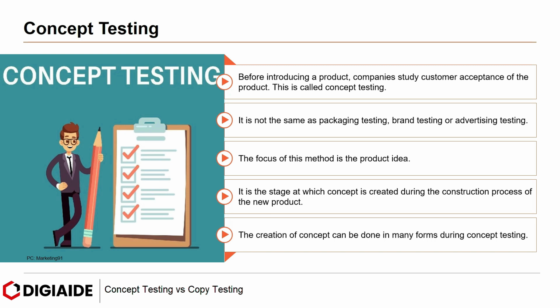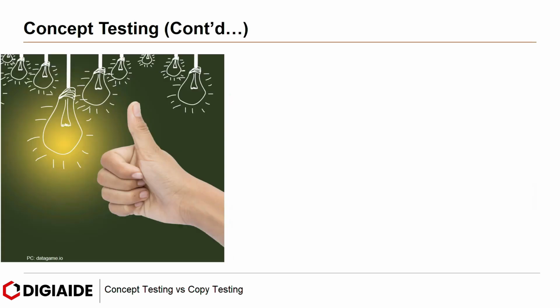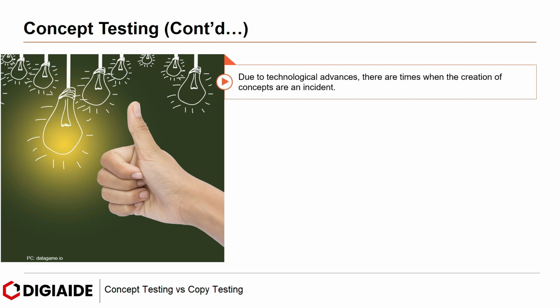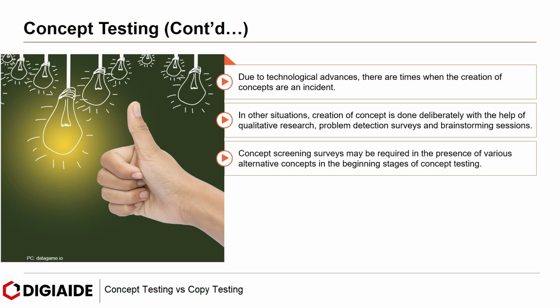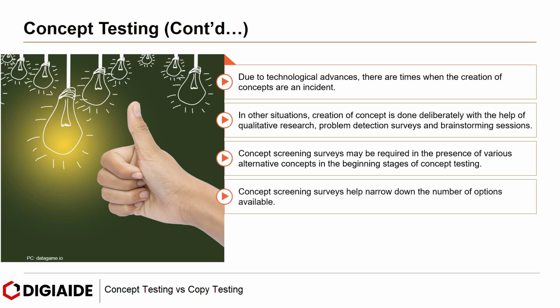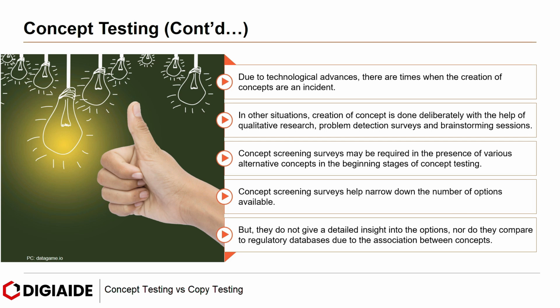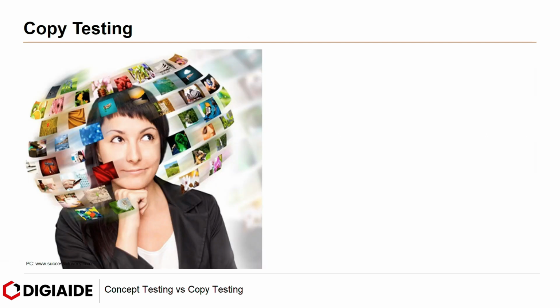The creation of the concept can be done in many forms during concept testing. Due to technological advances, there are times when the creation of concepts is an accident. In other situations, creation of the concept is done deliberately with the help of qualitative research, problem detection surveys, and brainstorming sessions. Concept screening surveys may be required in the presence of various alternative concepts in the beginning stages of concept testing. Concept screening surveys help narrow down the number of options available. But they do not give any detailed insight into the options, nor do they compare to regulatory databases due to the association between concepts.